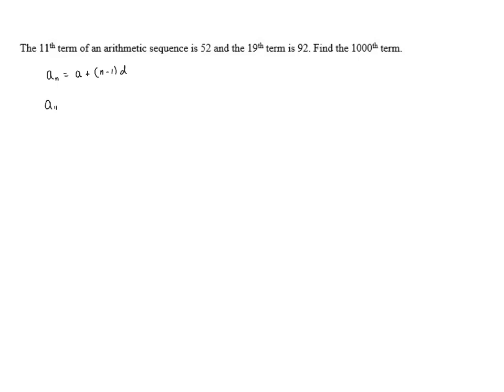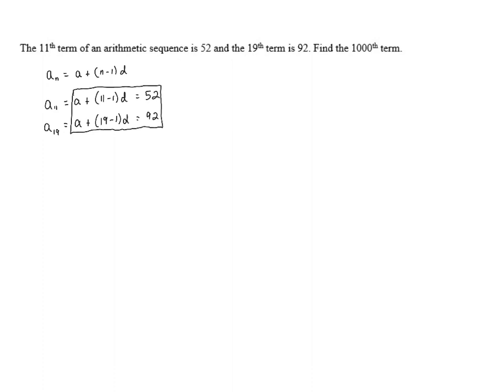We know that the 11th term, which we would get by taking a plus 11 minus 1 times d, is equal to 52. And we know that the 19th term, which we get by looking at a plus 19 minus 1 times d, is equal to 92. Once we know these two facts, we end up with a system of two equations in two variables that will allow us to solve for a and d.